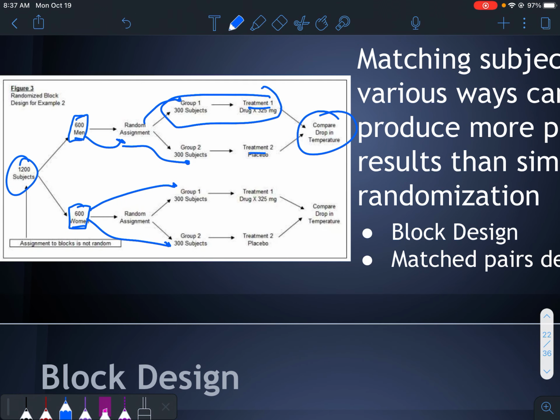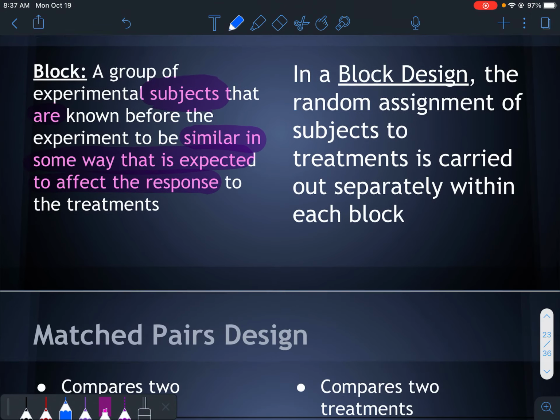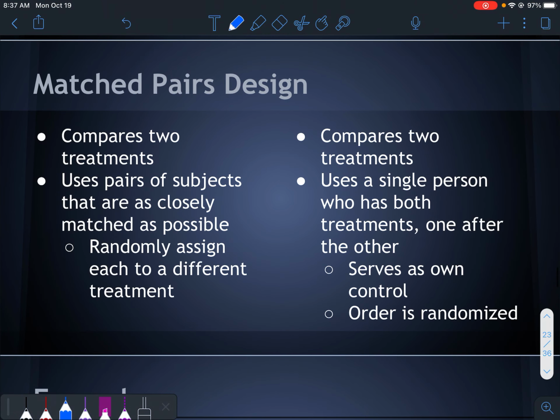Now notice, in total, you've got 300 men taking the treatment and 300 women taking the treatment. And you also have 300 men and 300 women taking the placebo. So what we're doing is forcing the hand of representation on who's taking what.